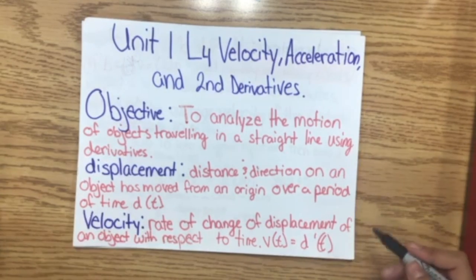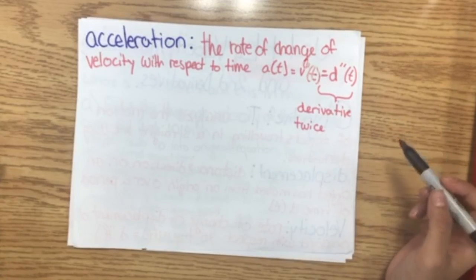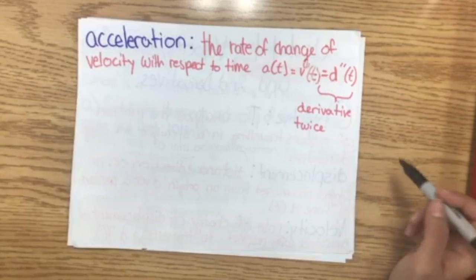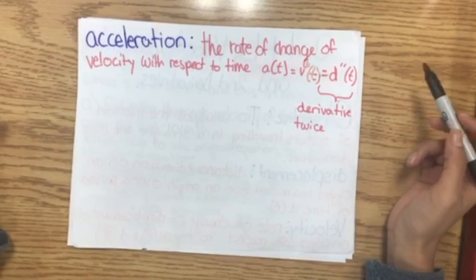V at t is equal to d prime at t. Acceleration is the rate of change of velocity with respect to time. A at t is equal to v prime at t, which is equal to d double prime at t.